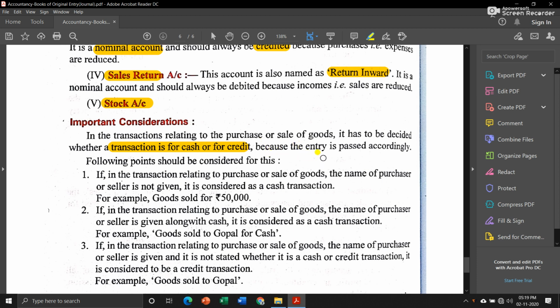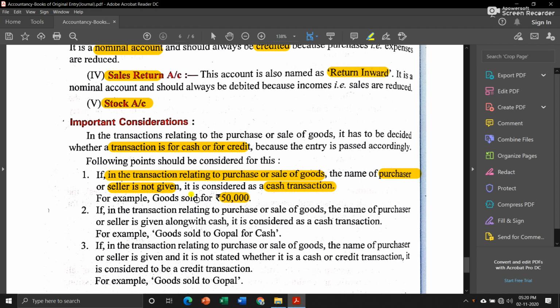Now for finding out whether the transaction is cash or credit, we have to keep some rules in mind. First, if in the transaction relating to purchase or sale of goods, the name of the purchaser or seller is not given, it is considered a cash transaction. Example: goods sold for rupees 50,000.